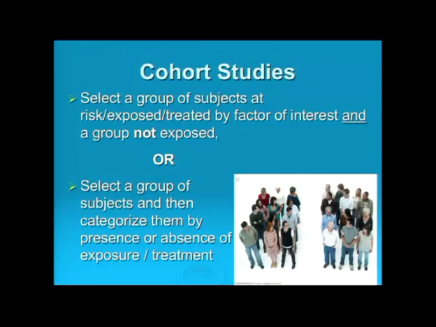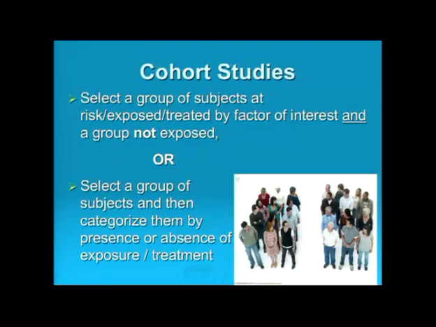So let's go through how we would set up a cohort study. The first thing you're going to do is select a group of subjects at risk for something who have been either treated in a particular way or exposed in a particular way to a factor of interest, and a group non-exposed. So you decide what it is. So the old example, smoking and lung cancer: we could take a group of smokers, that would be our exposed group, and a group of non-smokers, that would be our non-exposed group. So you can select your sample that way.